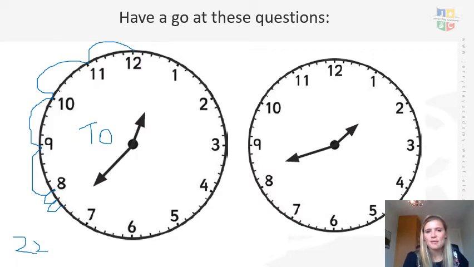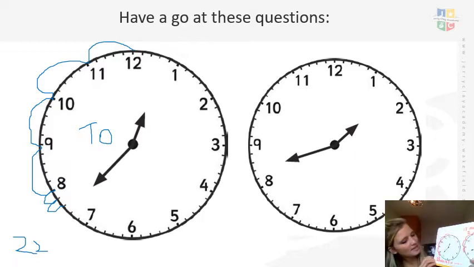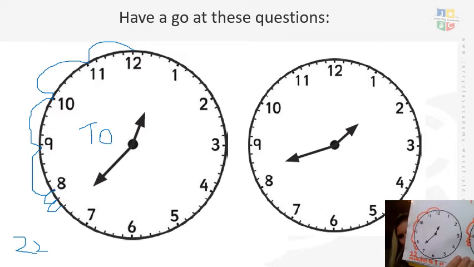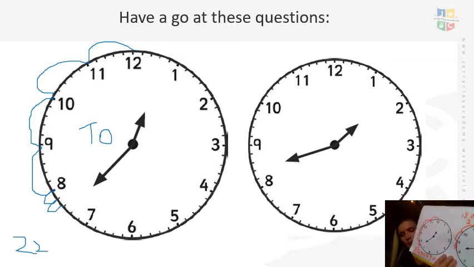I can then have a look at my hour hand, and I can see what hour my hour hand is trying to get to. Well, it's gone past the 12, so it won't be 22 minutes to 12. It'll be 22 minutes to 1, because it's trying to get to the 1. So my answer will be 22 minutes to 1. And then I can just show you this example. So it's just on there for you, 22 minutes to 1.